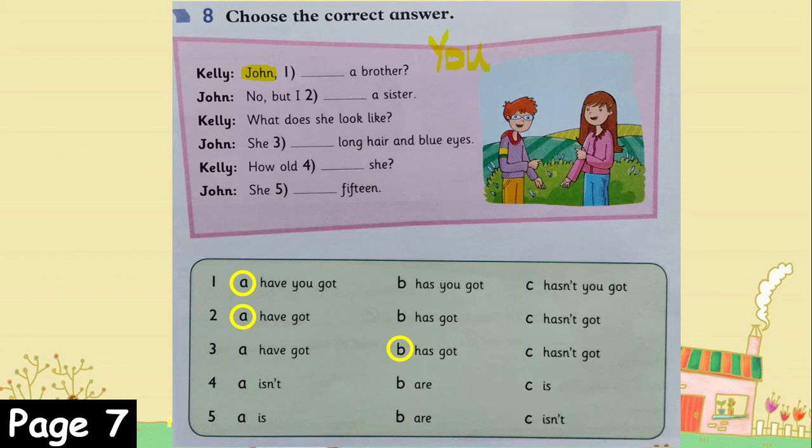Next, we have here Kelly questioning again. How old blank she? Is, are, or is? She is only one person, and we are going to use the word is because that's singular. So how old is she? Next, John blank. She blank 15. So she is followed by singular again. Singular is. So the answer is is. She is 15.